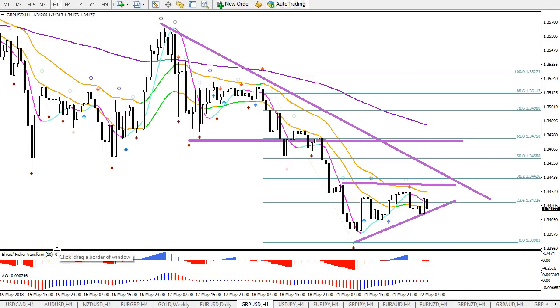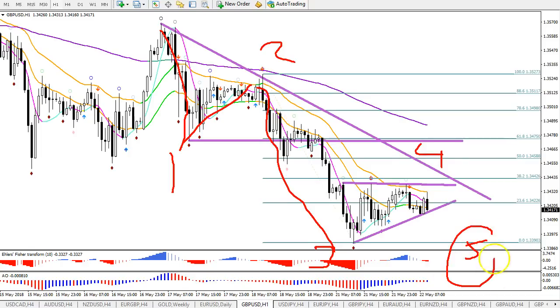Let's start with the pound dollar 1 hour chart. We got some interesting price action on both pairs. Pound dollar is now making a pattern, I think a corrective pattern, which could easily be a wave 4. As you can see on the hourly chart, we're looking at probably a wave 1, 2, 3, up for 4, down potentially for a wave 5.